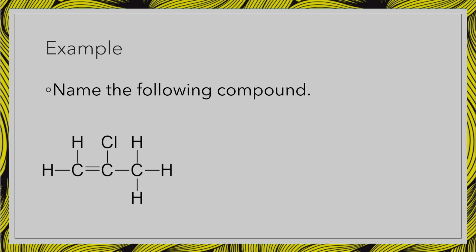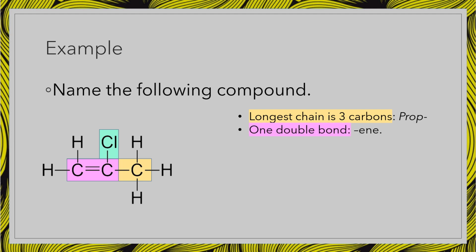Here's a different one. Okay, our basic longest carbon chain is 3. Anything else hanging off that chain? Yes, there is. There's also a carbon-carbon double bond, and there's a chlorine hanging off it. So we kind of have to start putting this together. We start with the longest chain. It's 3 carbons, so it's a prop-. We have 1 double bond, so it's an -ene.